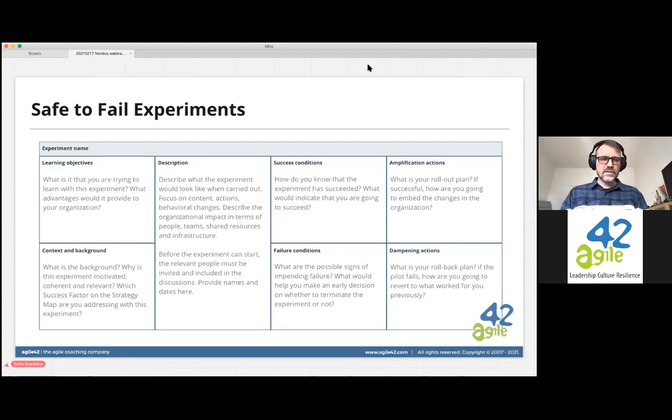And that's it. This is called a safe to fail experiment. It's also by Dave Snowden from Cognitive Edge, tightly tied to the Cynefin framework. And this is a slightly simplified template for that. Dave Snowden has one which I think is fairly similar, but it's got a couple more, naive or oblique experiments, and maybe the learning objectives and the context and background are slightly different.